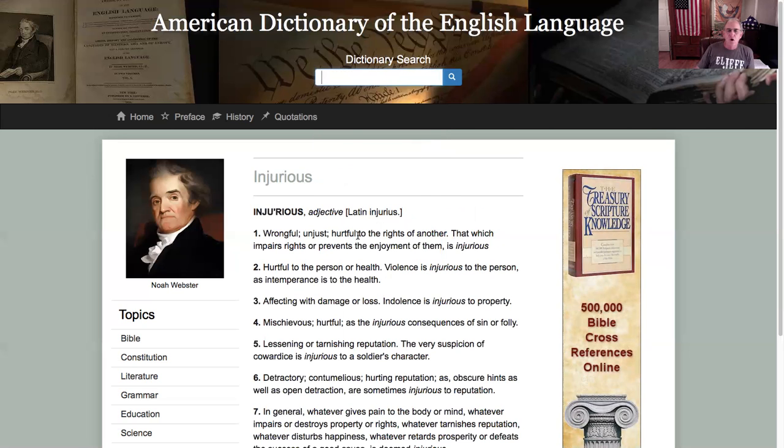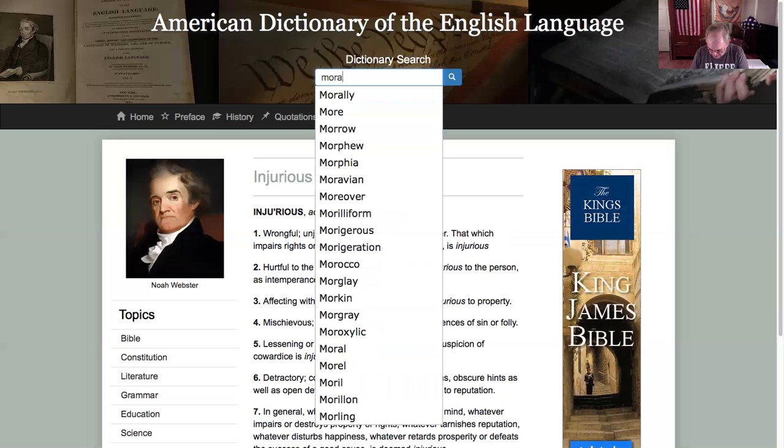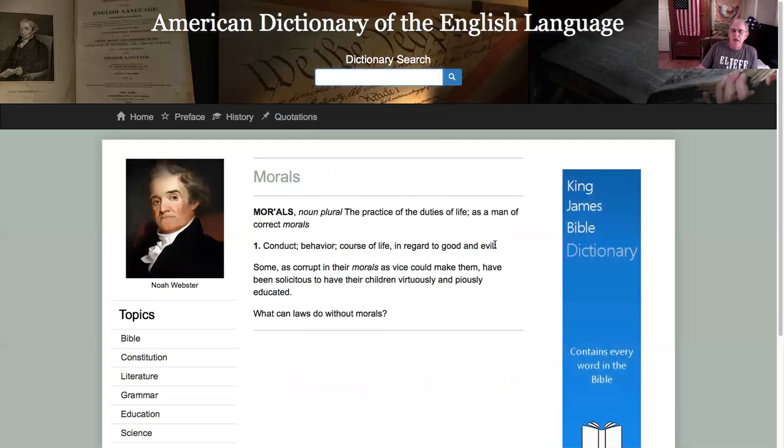Wrongful, unjust, hurtful to the rights of others. That which impairs rights or prevents the enjoyment of them is injurious. And then morals. Morals: conduct, behavior, course of life in regard to good and evil. The practice of the duties of life, as a man of correct morals.